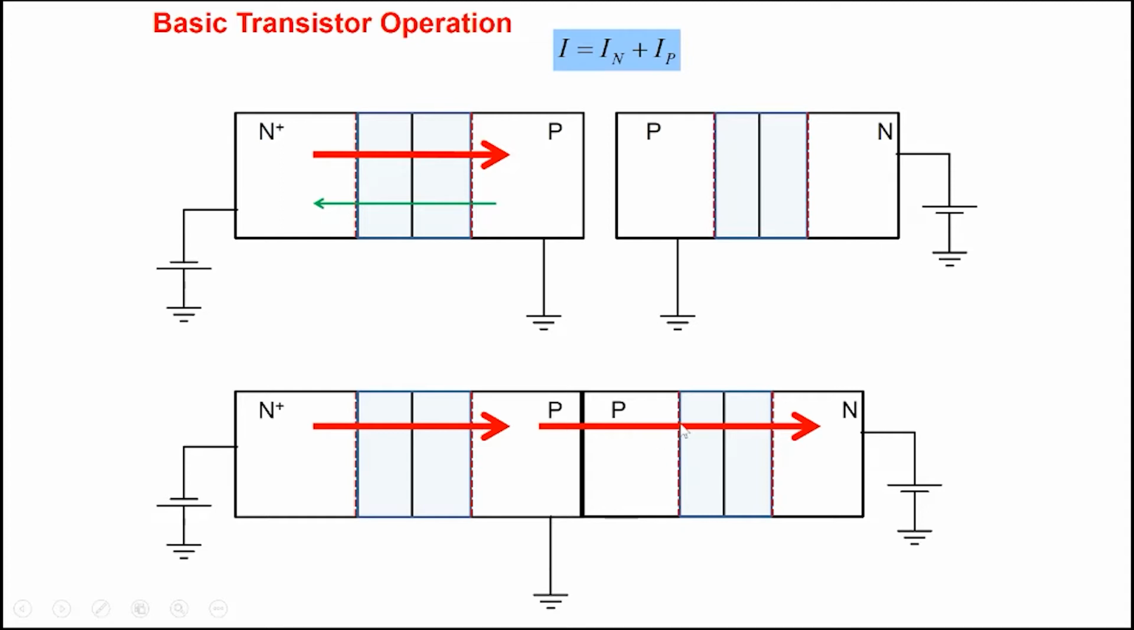And once they come here, then there's an electric field which sweeps the electrons into the N region. So the electrons are able to come here. So practically what happens is that all the electrons that were injected from the emitter into the base, almost all of them, barring a few, travel across to the other junction, and then there's a field, and then they reach the collector region here.